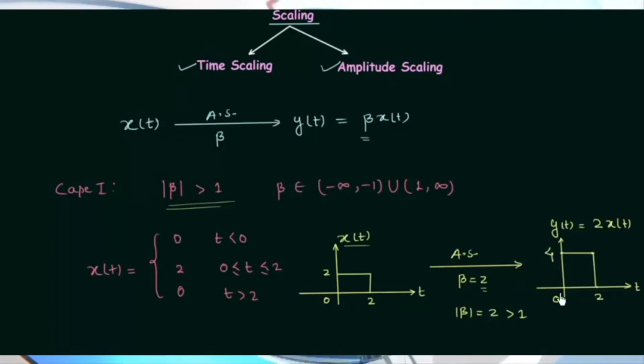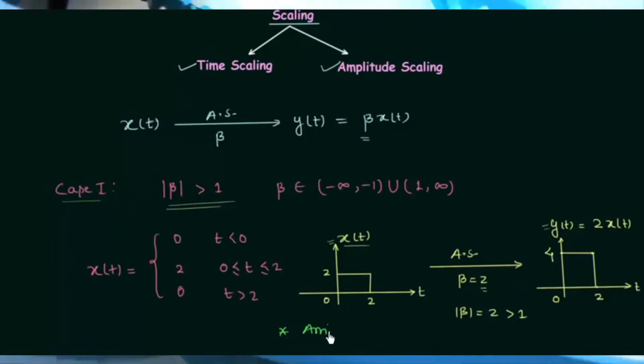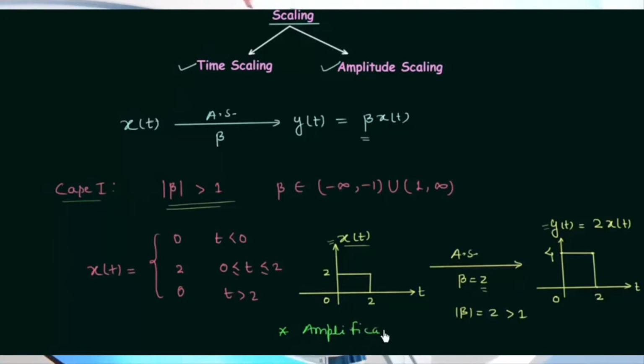It is having the amplitude equal to 4. When you compare signal x(t) with signal y(t), you can clearly see there is amplification. The amplitude of the resultant signal is increased, and thus case number 1 is the case of amplification. And there is one very important thing. In case of amplitude scaling, the amplitude of the signal will change, but there is no expansion or compression of the signal. This means time will remain the same. There is no expansion or compression of the signal.